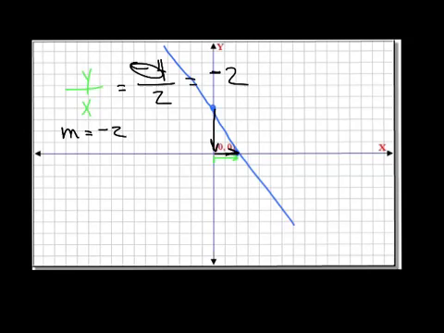Then they're asking what the y-intercept is. Where does this line cross the y-axis? Well, it crosses it at 1, 2, 3, 4. So when y is 4, x is 0. So it crosses at 4. So y-intercept equals 4. And that's how you would do those graphs there, 23 to 26.